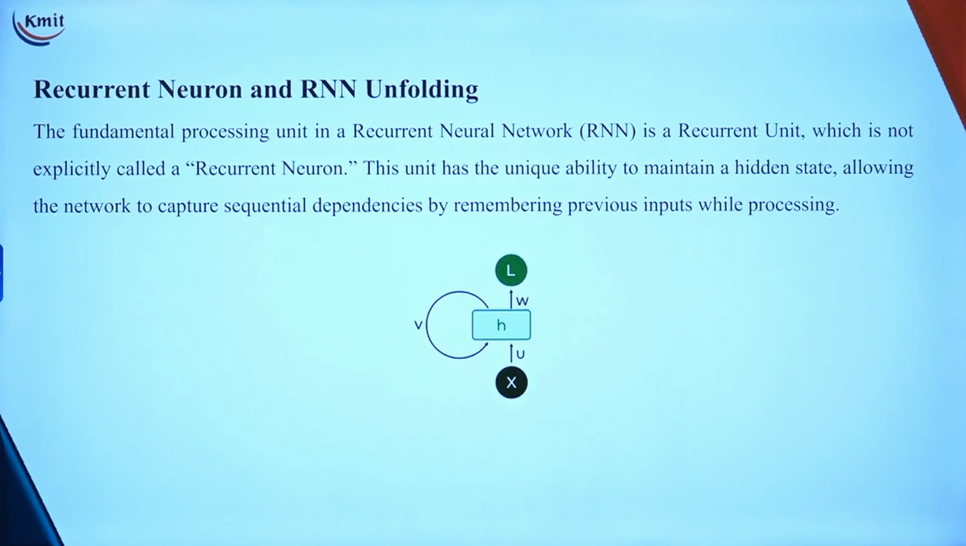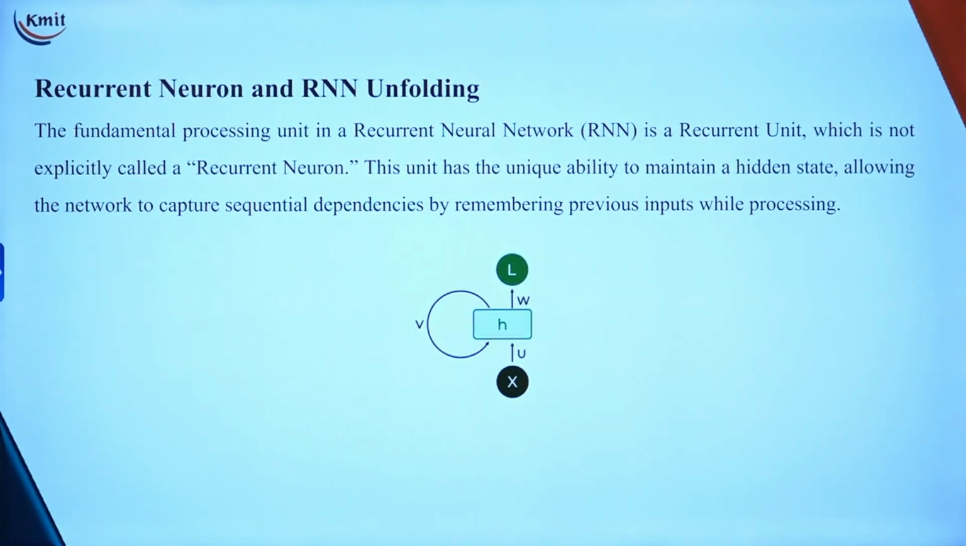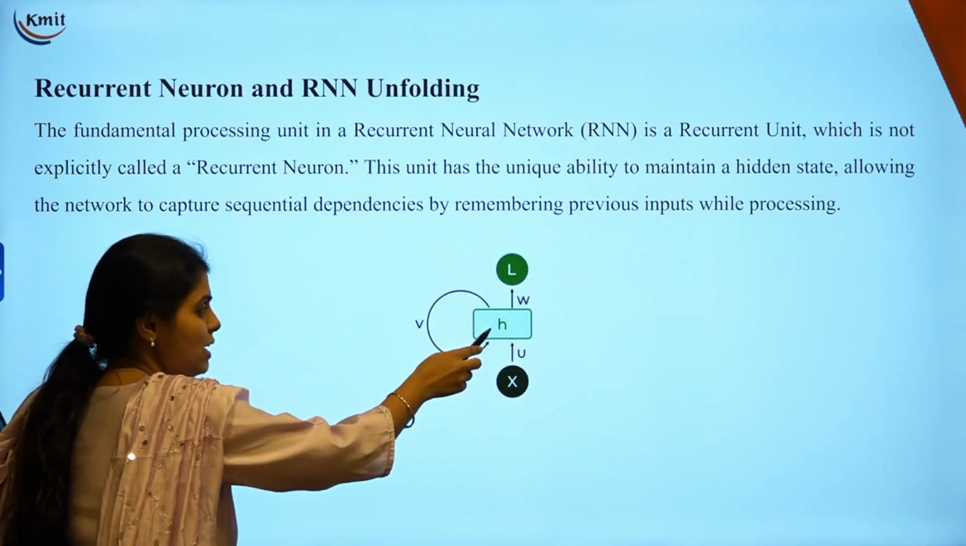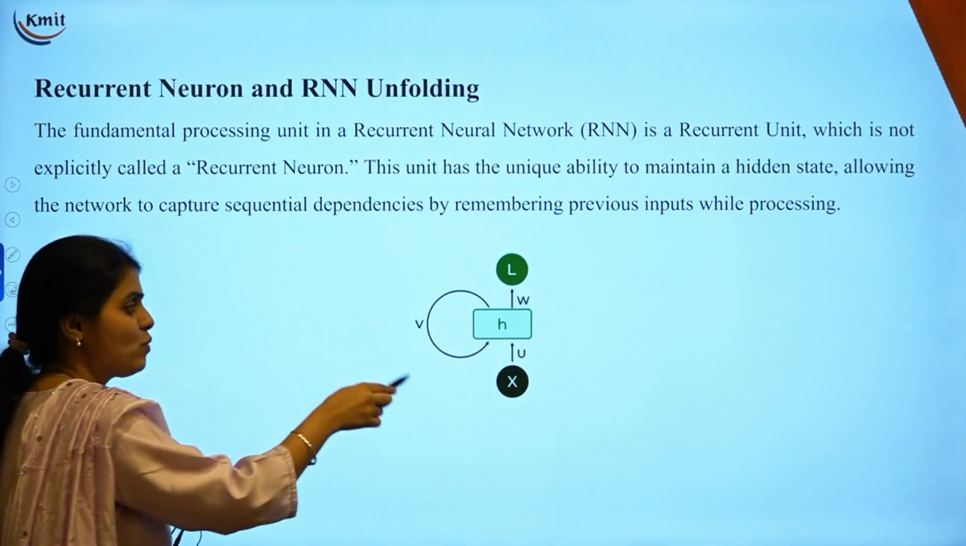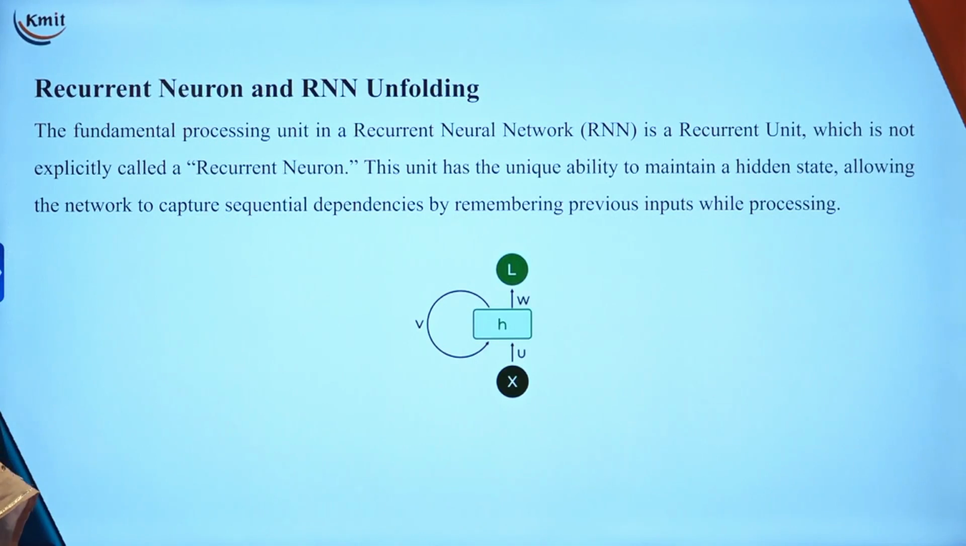And what does this unit do? This unit has the ability to maintain the hidden state. Here the H represents the hidden state, allowing the network to capture sequential dependencies of previous inputs. The hidden state has the ability to remember the previous inputs while processing the current data.